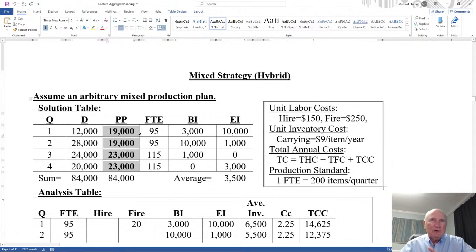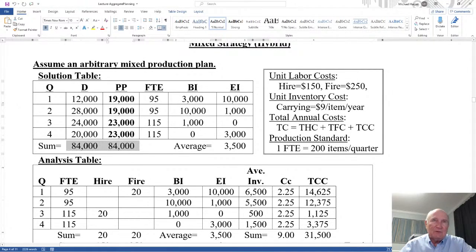The first condition was, obviously, the plan could not be a level plan, it could not be a chase plan, because if it was, then it wouldn't be mixed. So that's the first condition. That's easy. The second condition that I put on this particular plan is I wanted the total production equal to total demand. I want those two numbers to be equal. And the third condition was I'm going to pick this production plan such that there is no negative inventory levels. There can be zero, that's fine, but no negative inventory levels.